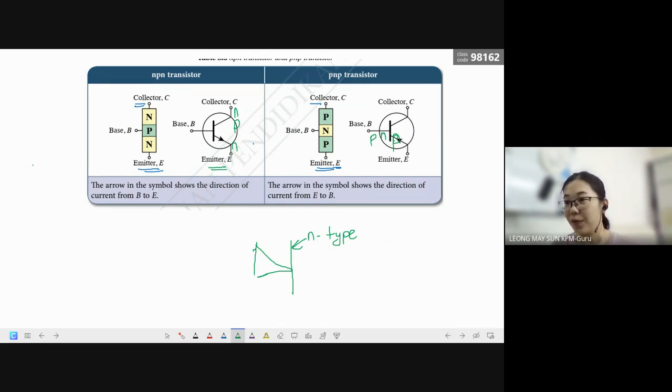So far okay in identifying the PNP and NPN transistor? Hopefully that would clarify some of your understanding.